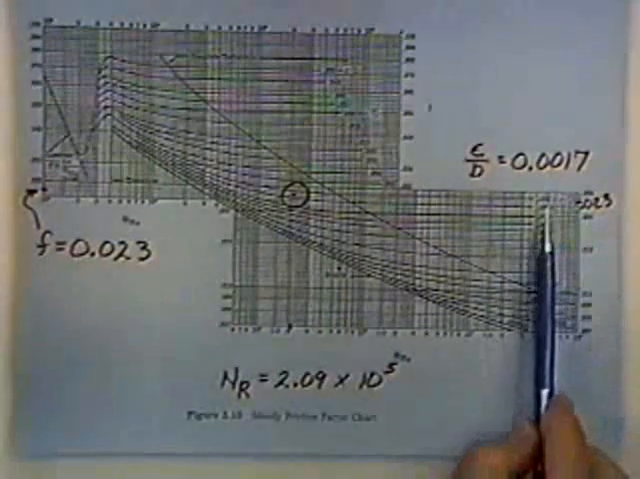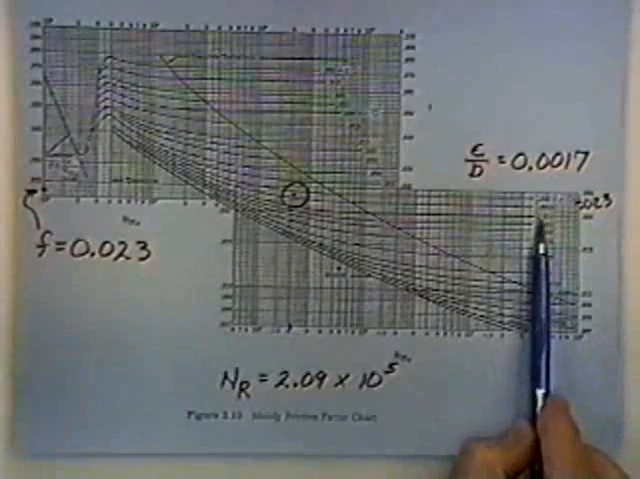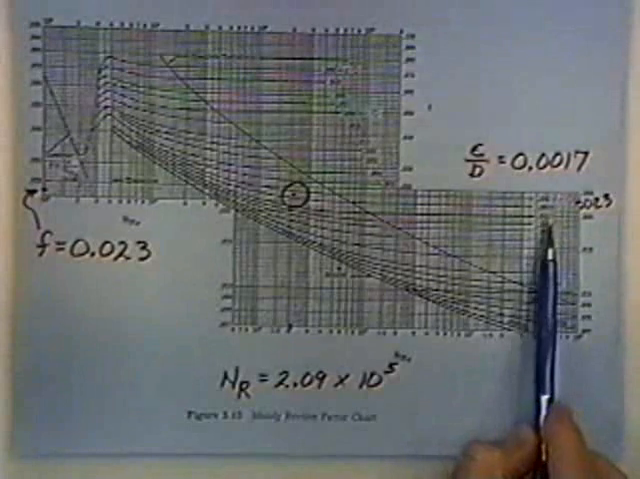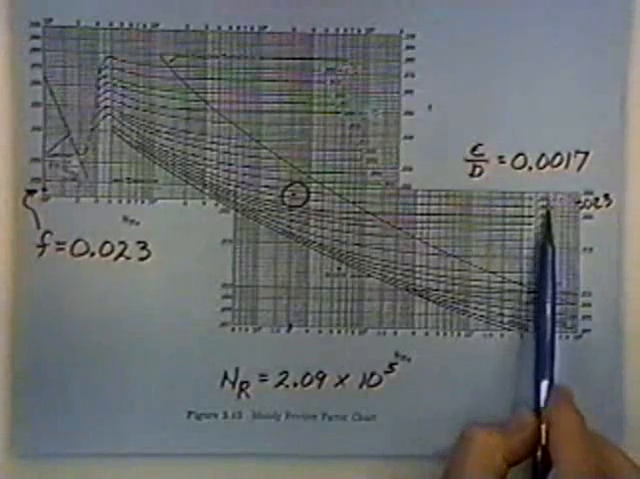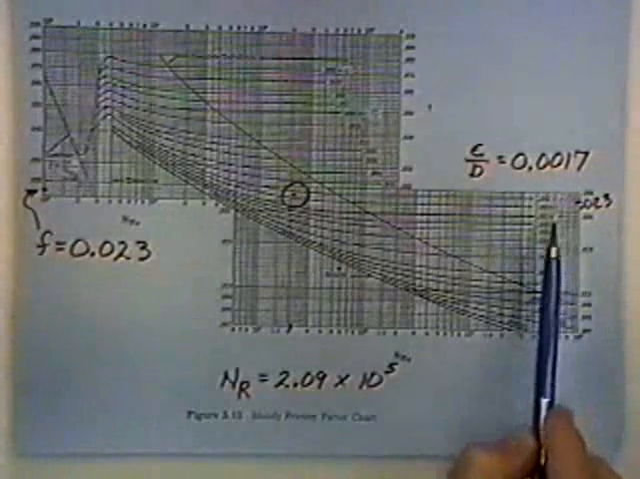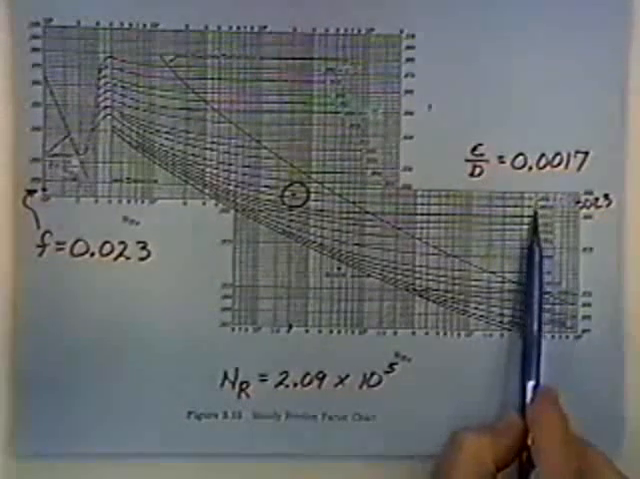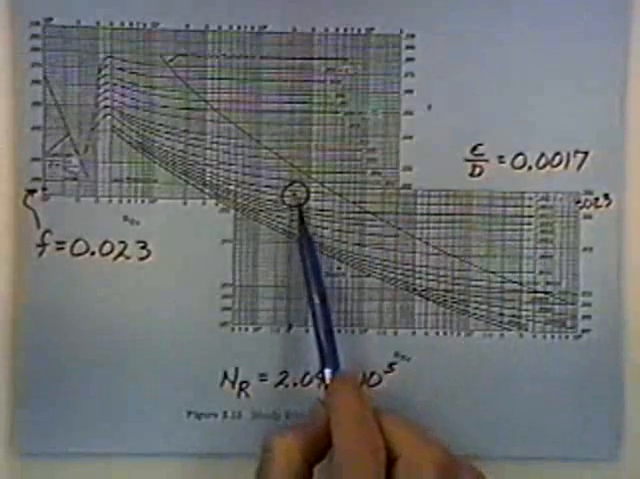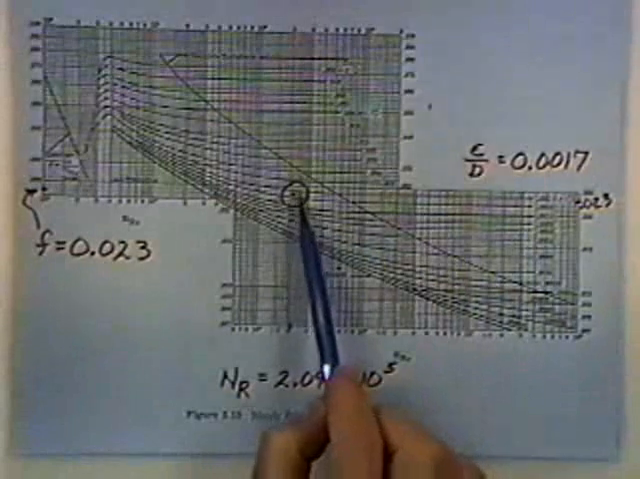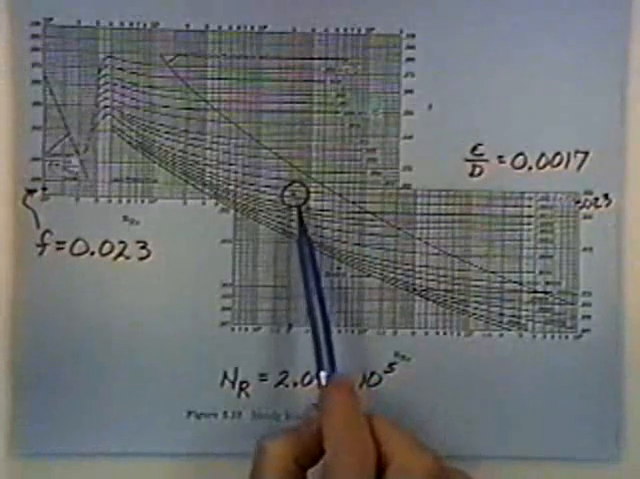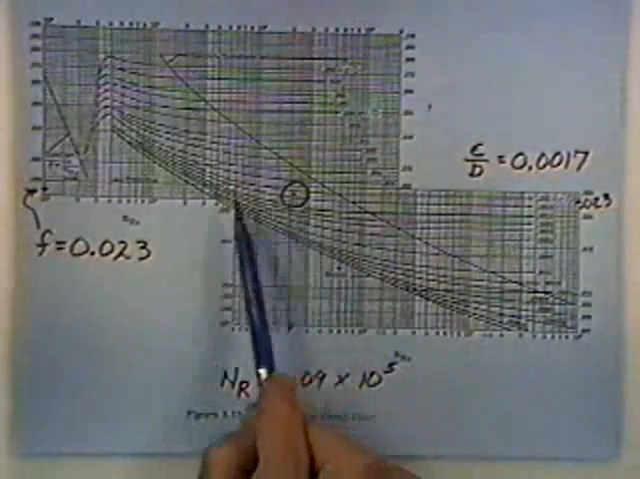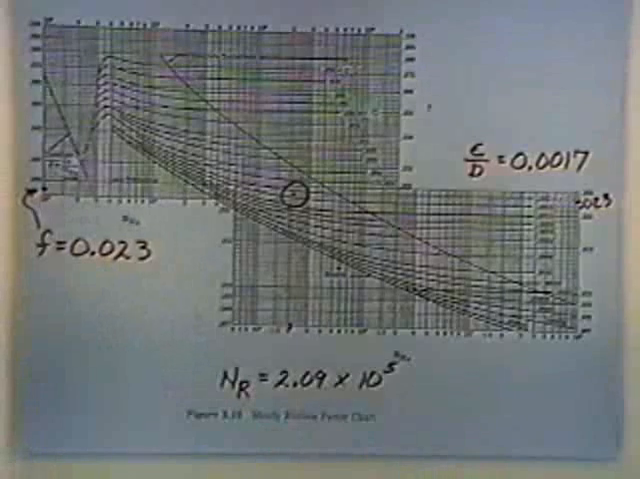So what I'm finding is there's one line that says that the relative roughness is 0.0015. Right above it is 0.002, so 0.0017 is in there someplace, about halfway. So I come about halfway, and there's the point. So that's where I've got the relative roughness between the lines here. I'm doing a visual linear interpolation. I've got the Reynolds number, and so I can read across here to get the friction factor of 0.023.